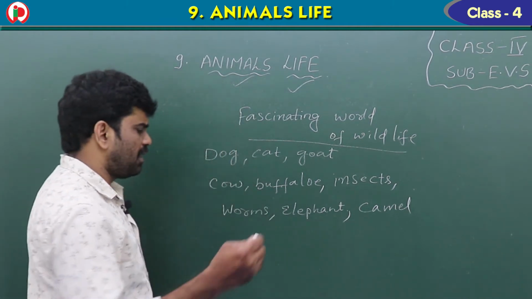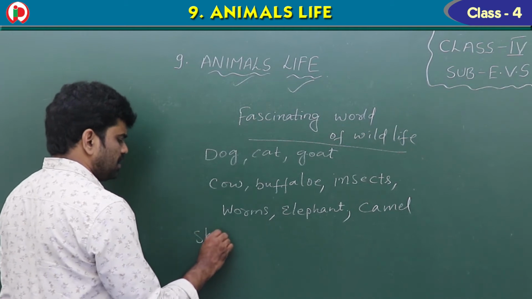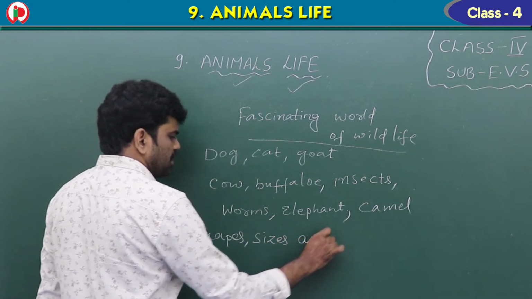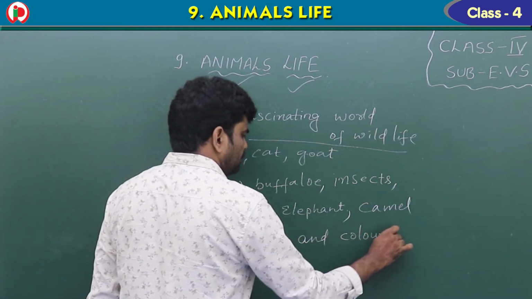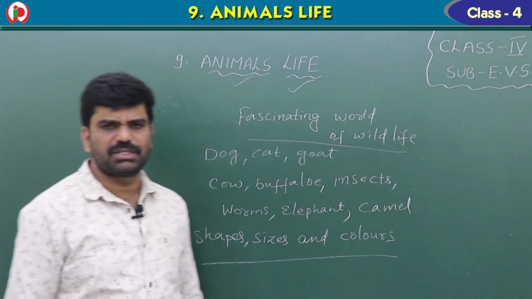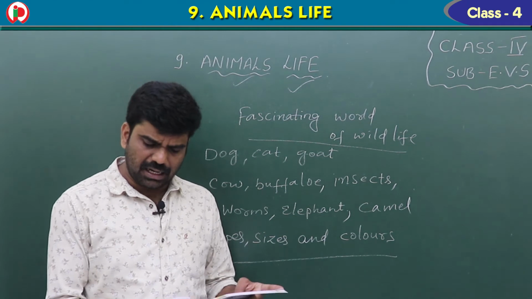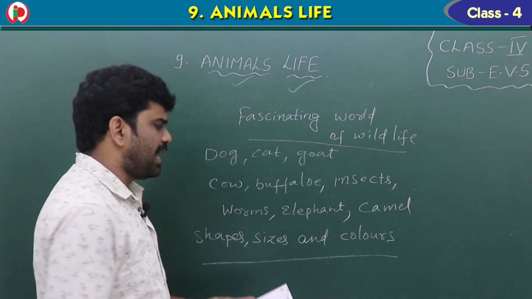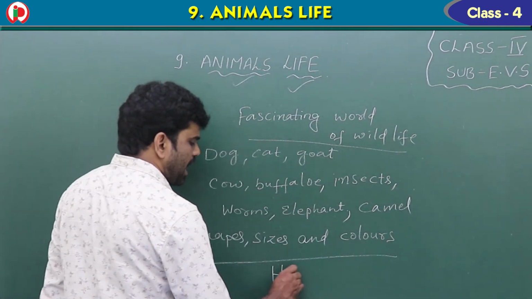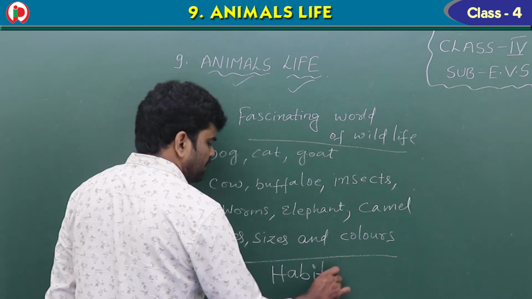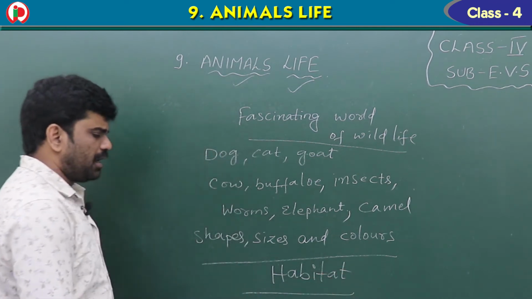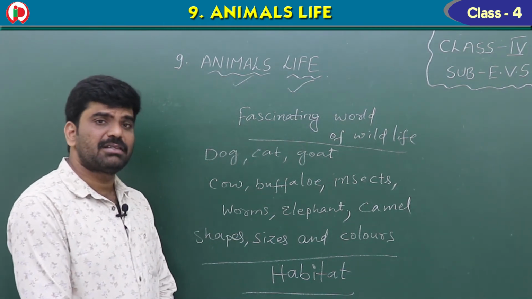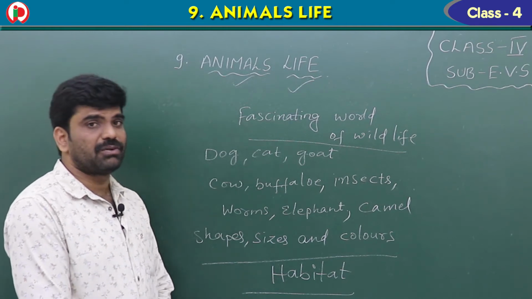Animals of all shapes, sizes and colors live in all kinds of places. The place where the animal lives is called habitat. You can see different shapes of the animals, different sizes of the animals, different colors of the animals also.